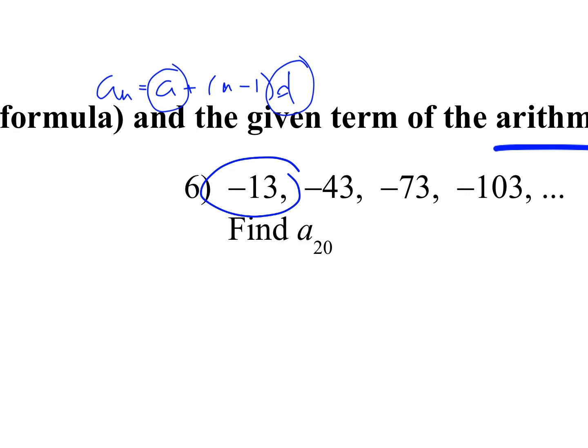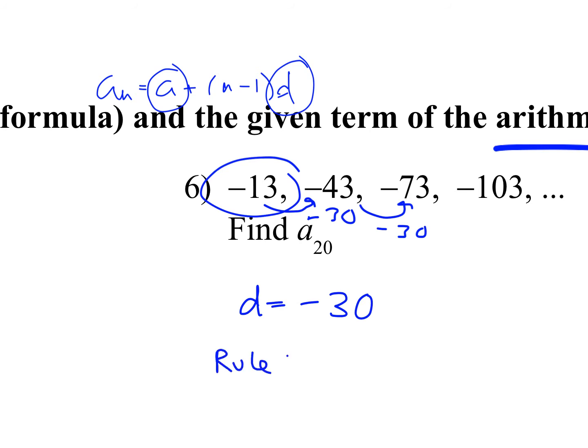Now we need to find what our common difference is. What are we adding to get from one number to the next? So here we are getting smaller, so we're subtracting 30. We're subtracting 30 and subtracting 30. So our common difference is -30.